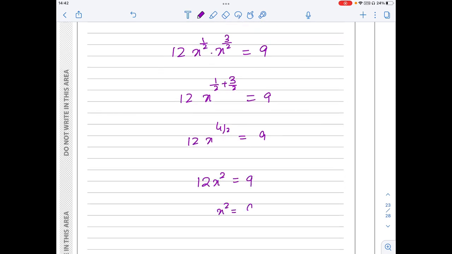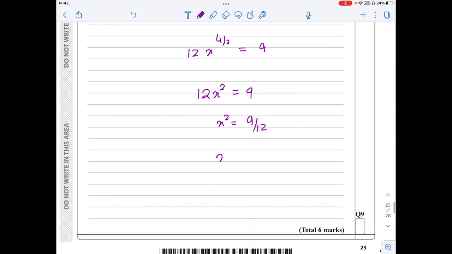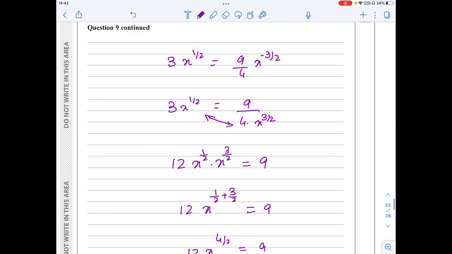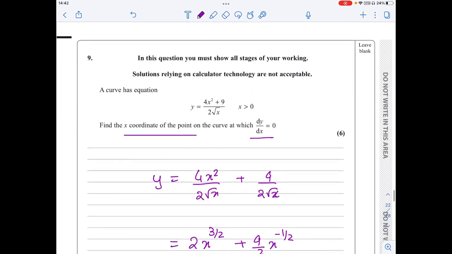x square equals 9 upon 12. So x square equals 3 upon 4. x equals square root of 3 upon 2. That's going to be the answer. What else has been asked? Find the x coordinate.